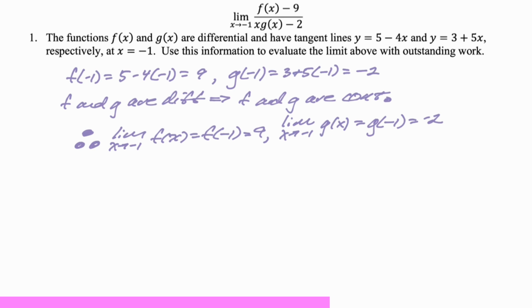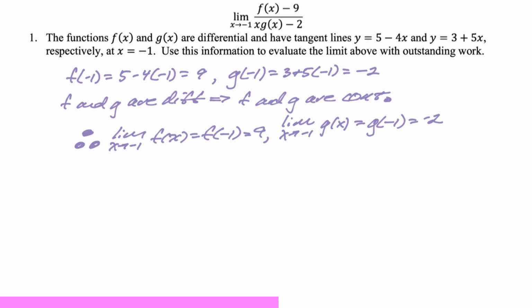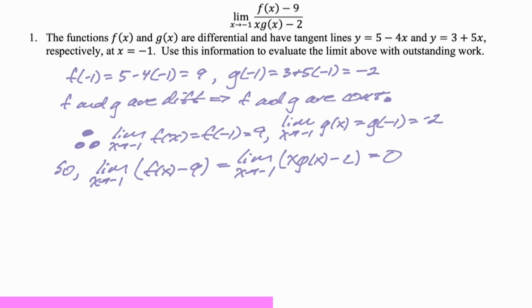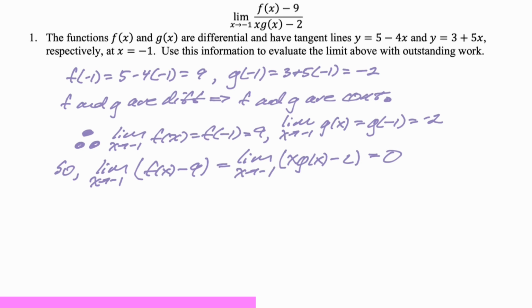which is negative 2. That's good because if you look at the numerator and you do f of negative 1 is 9 minus 9, you get 0. And then in the denominator, you get negative 1 times g of negative 1. So negative 1 times negative 2 is positive 2 minus 2, 0. So we are getting 0 over 0. So I'm going to write that down. So you want to write it this way. You don't want to write equals 0 over 0. You're not going to get points for that. So we have this. All right.